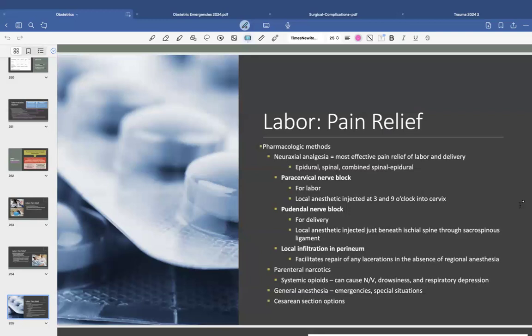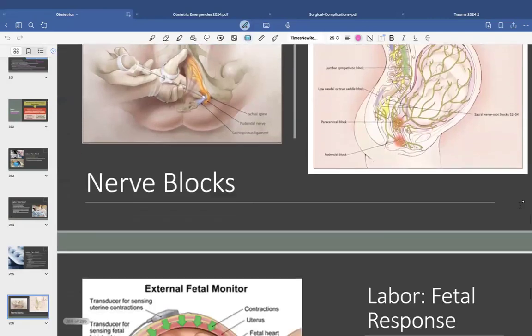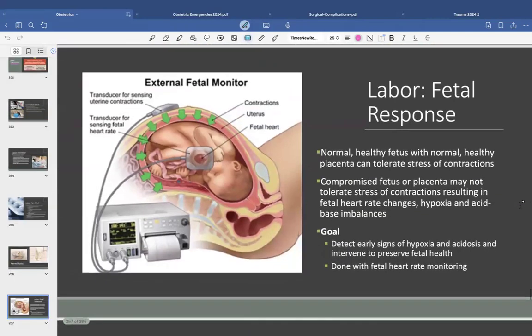And then we're going to talk about fetal response. A normal healthy fetus with a normal healthy placenta can tolerate the stress of contraction, usually. A compromised fetus or placenta may not, which can result in hypoxia, fetal heart rate changes, and acid-base imbalances. So our goal is to detect early signs of hypoxia and acidosis and intervene to preserve fetal health. And we do this by fetal heart rate monitoring.